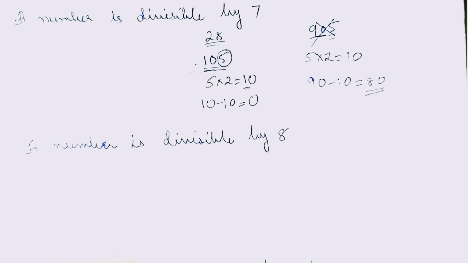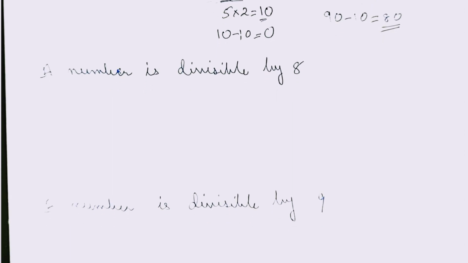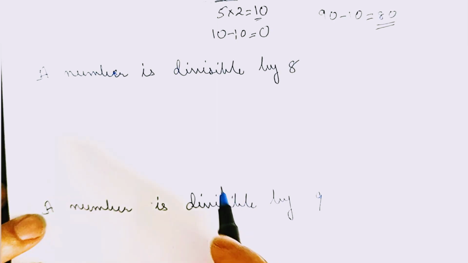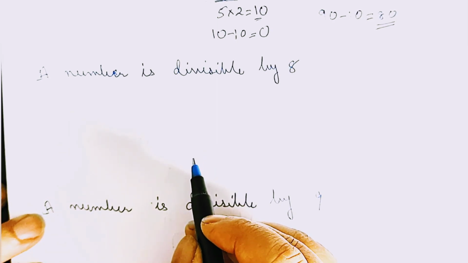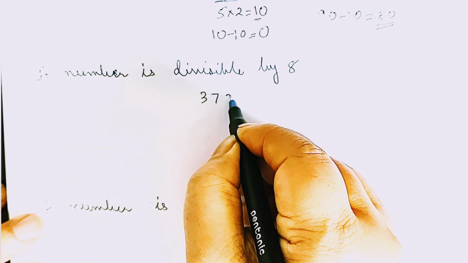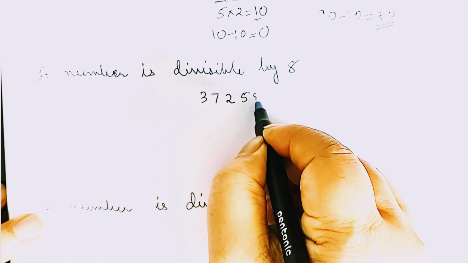Okay, now comes if a number is divisible by 8. Now for this one, the number formed by its digits in the hundreds, tens and ones places should be divisible by 8. Now say you have a number, say 372 and 552.